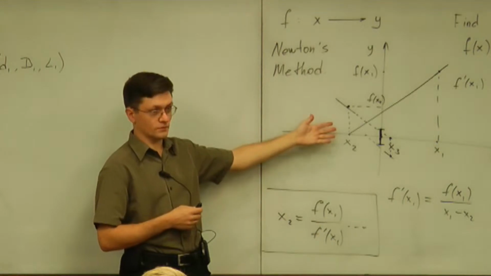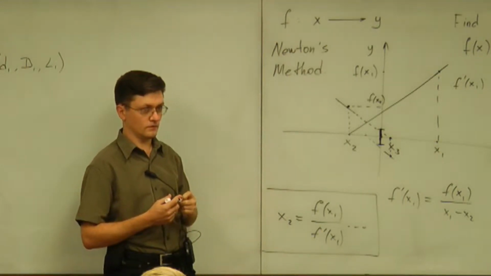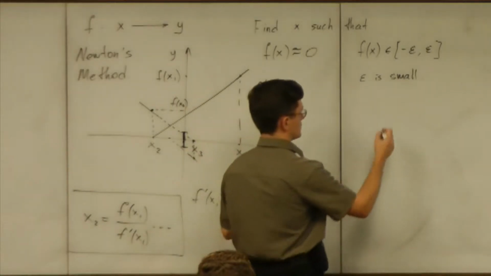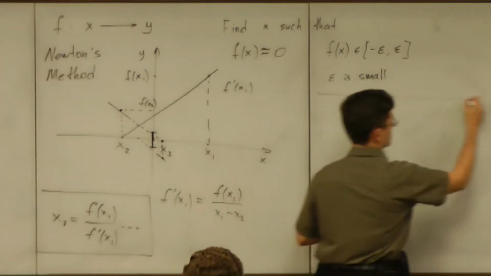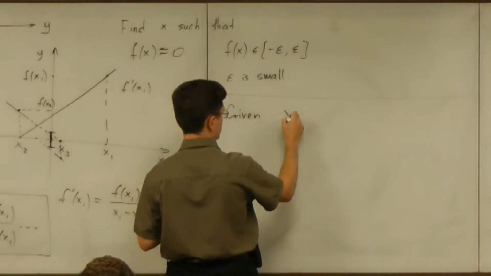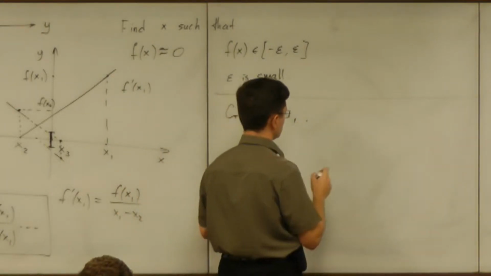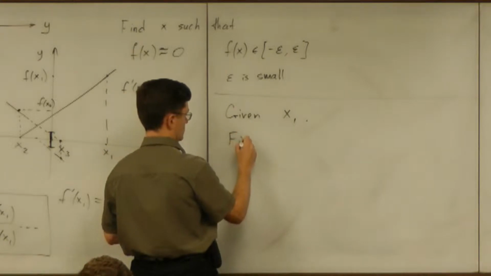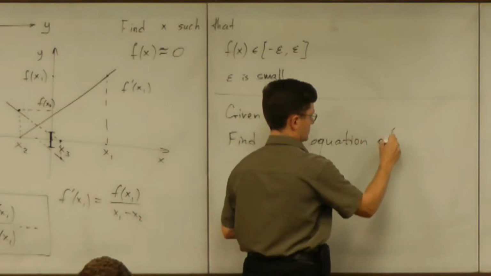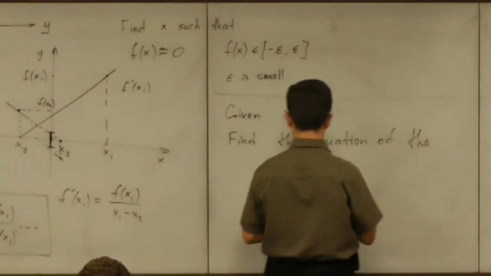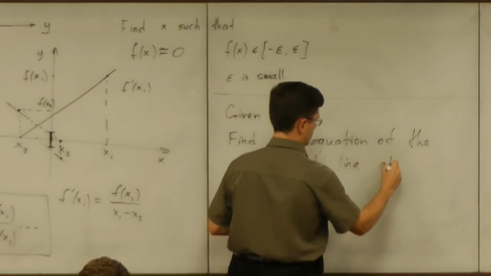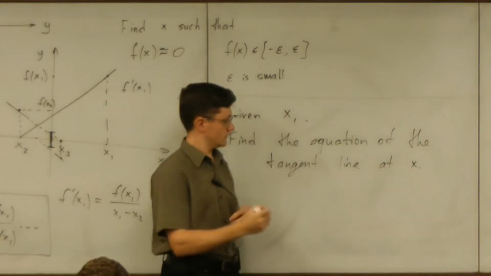Can you explain in words what we did? Find the equation of the tangent line. So let's do the description here. Given original input x1, find the equation of tangent line at the point x1.